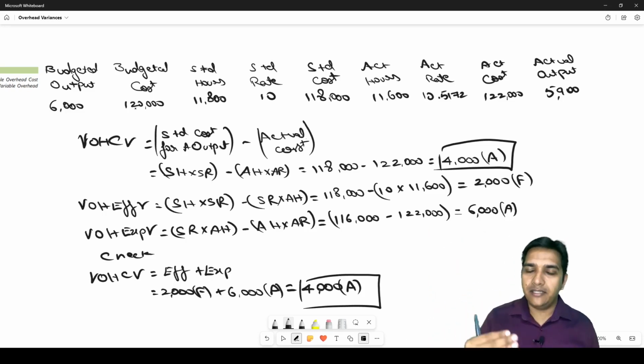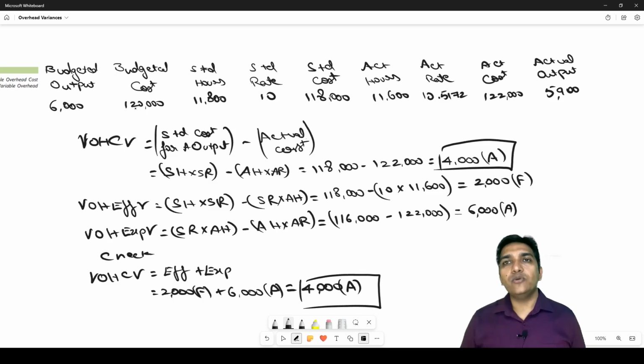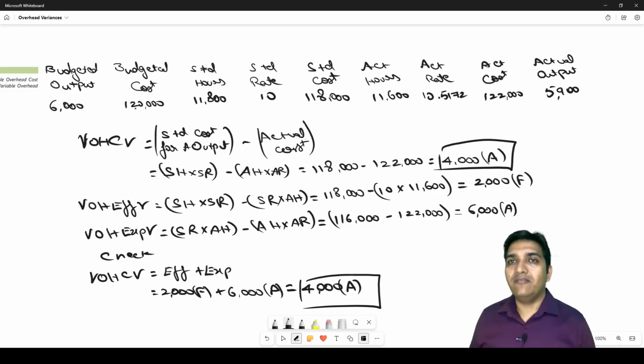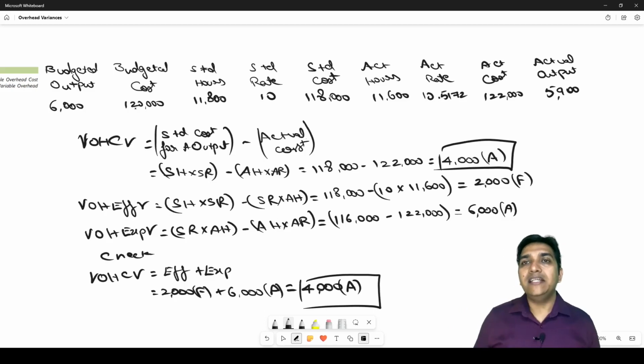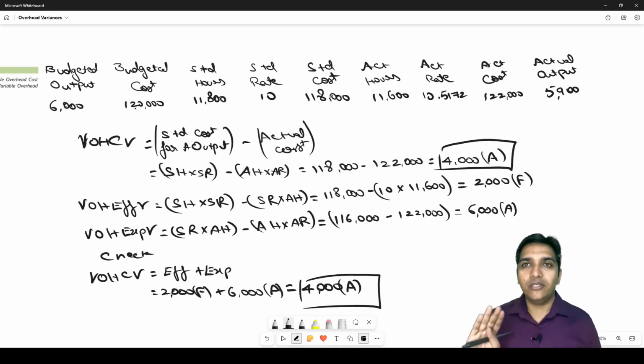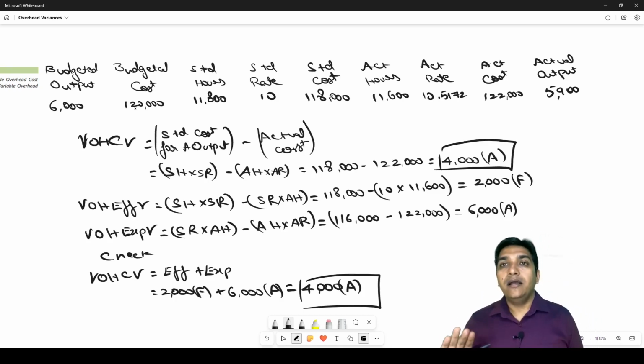The budget in this question, let us say my budget was 6,000. So in a month I would have planned to produce 6,000 units. However, I only could produce 5,900 units. Now the reasons could be various for this. We do not have to delve into the reasons for the differences. The only thing we have to compute is the variance, that there is a difference, and how much the difference is.